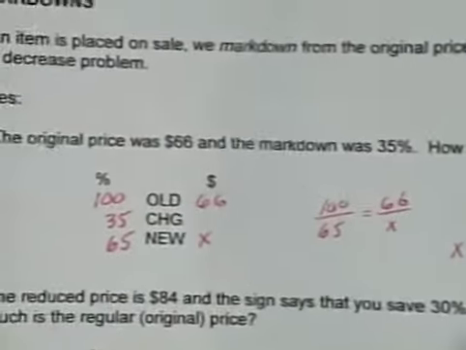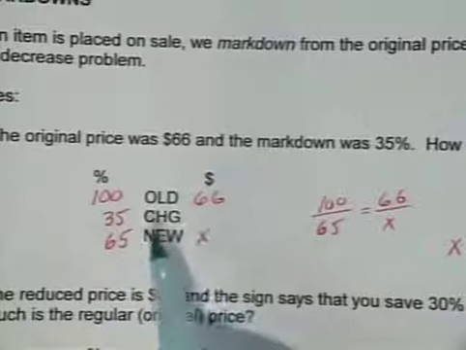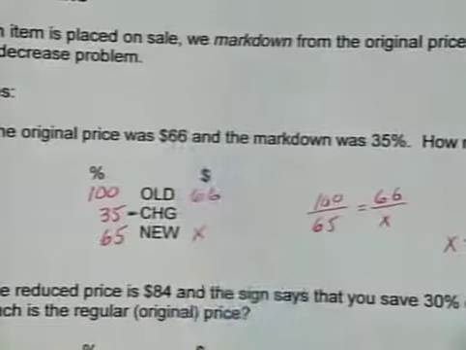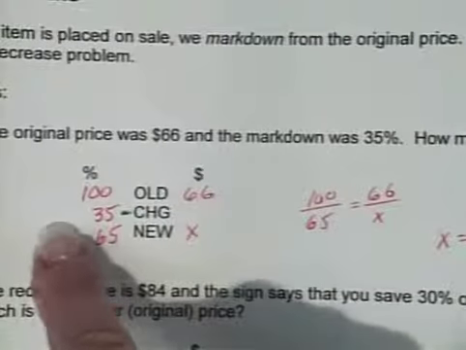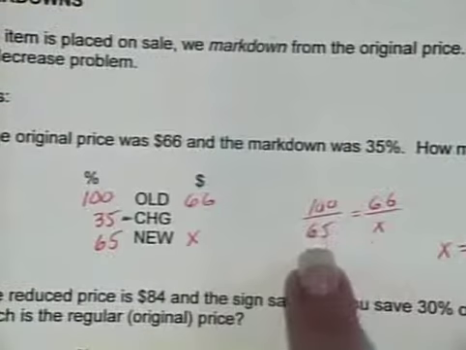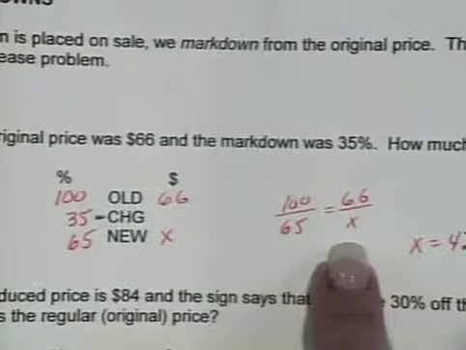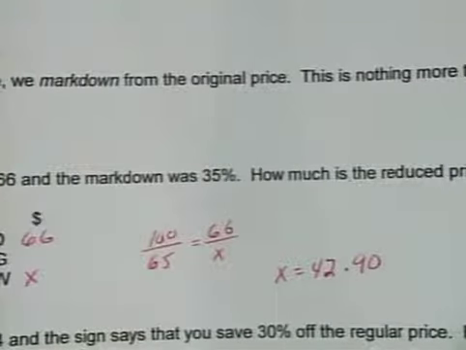In this particular problem, I've got 100. I've got a markdown of 35%. Since it's a markdown, I know that the change is negative. I end up with 65%. I'm looking for new price when I originally had $66 as the price, so I can totally ignore the middle line with change. I'm going to go 100% became 65% as 66 became X. Does that proportion make sense? I'm going to do cross products, and I ended up with $42.90.